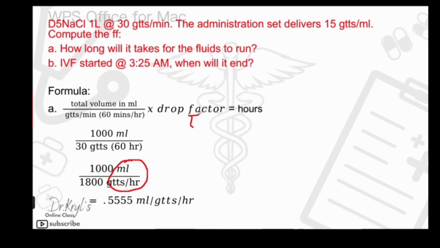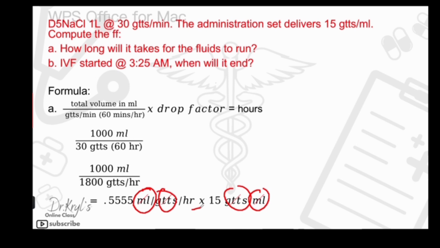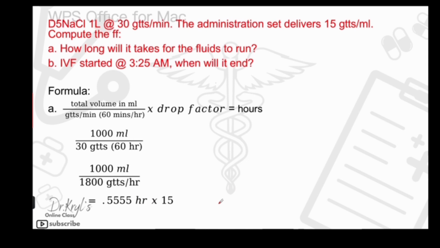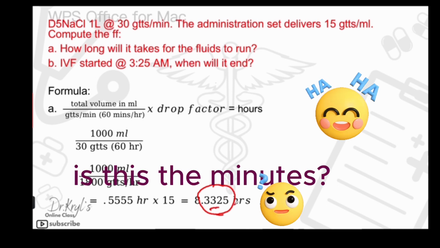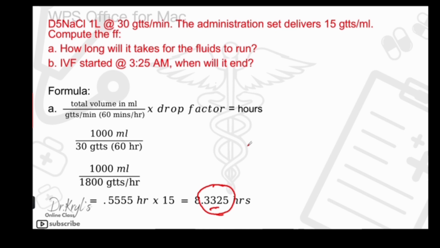And, ilabas na natin si ating drop factor. Ayan, 15. So, cancel na natin si ml, drops. Yung natira, hours. Okay? So, what to do next? Multiply natin 0.555 hours to 15. Okay? So, what is the result? 8.3325 hours. So, naisip mo, paano to? Is this the minutes? Not yet. Gawin pa natin yan. Iko-compute pa natin siya.